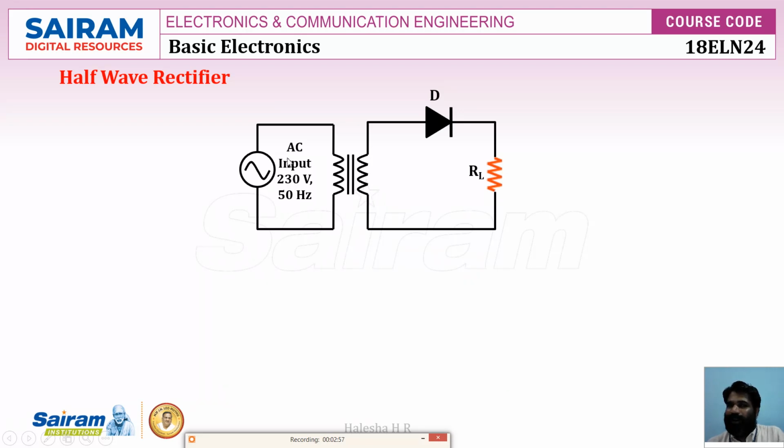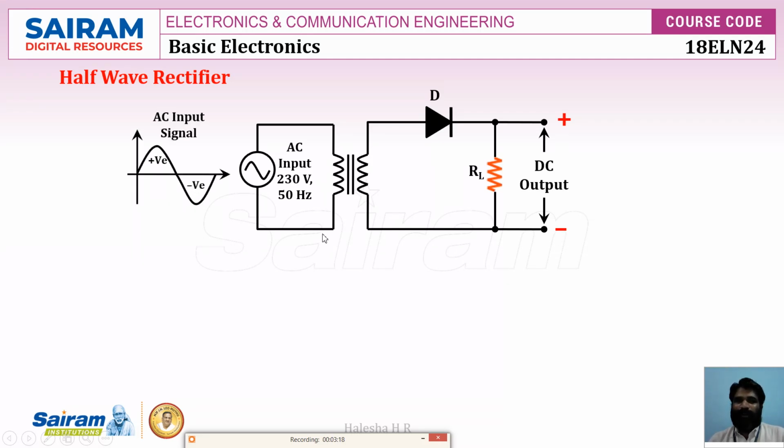So input is applied to the primary and the secondary voltage is applied to the anode of the diode, and across the negative terminal, I mean the cathode of the diode, and to the other end of the secondary we connect one load resistor. The output is considered across RL. DC output is across the RL. This is the input waveform, the AC input signal. This is the positive half cycle and this is the negative half cycle.